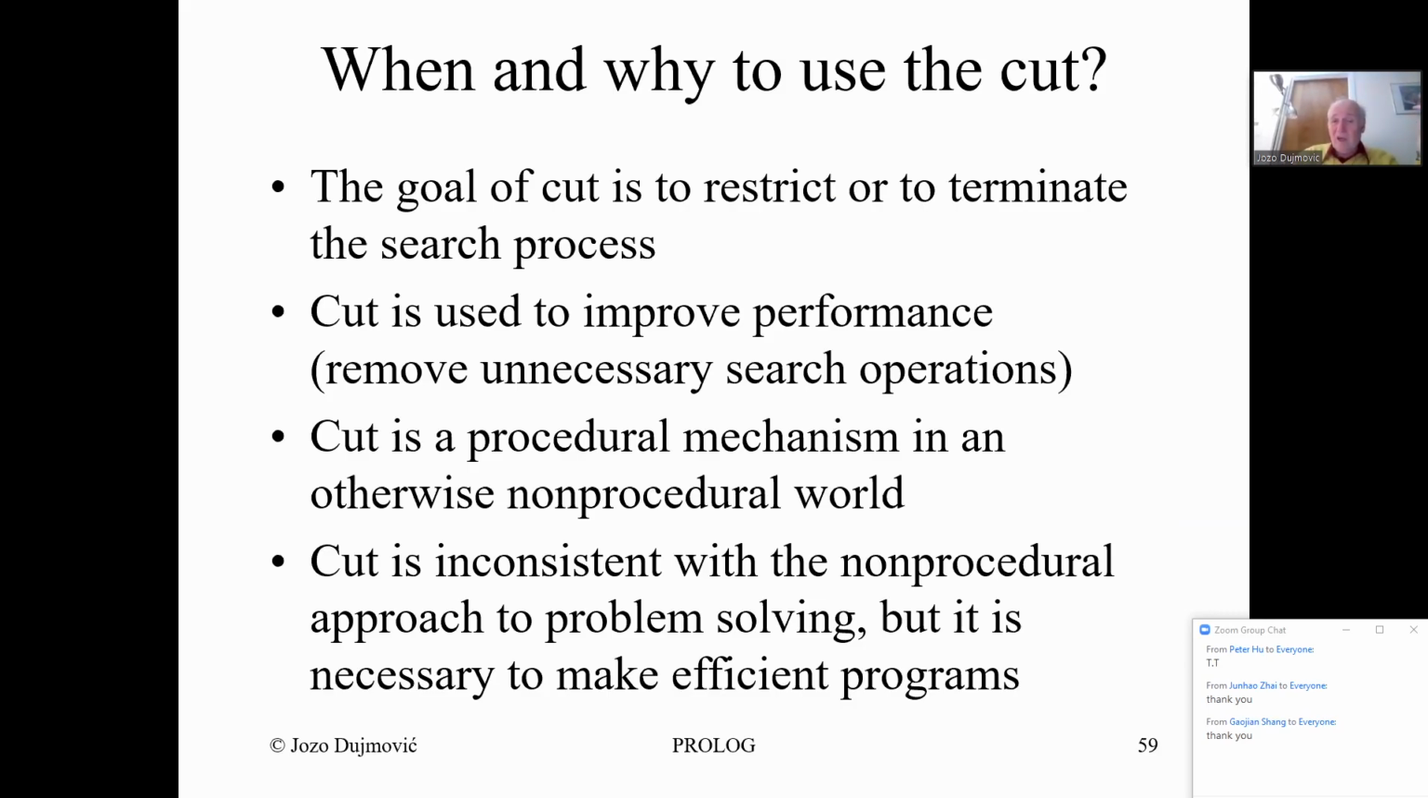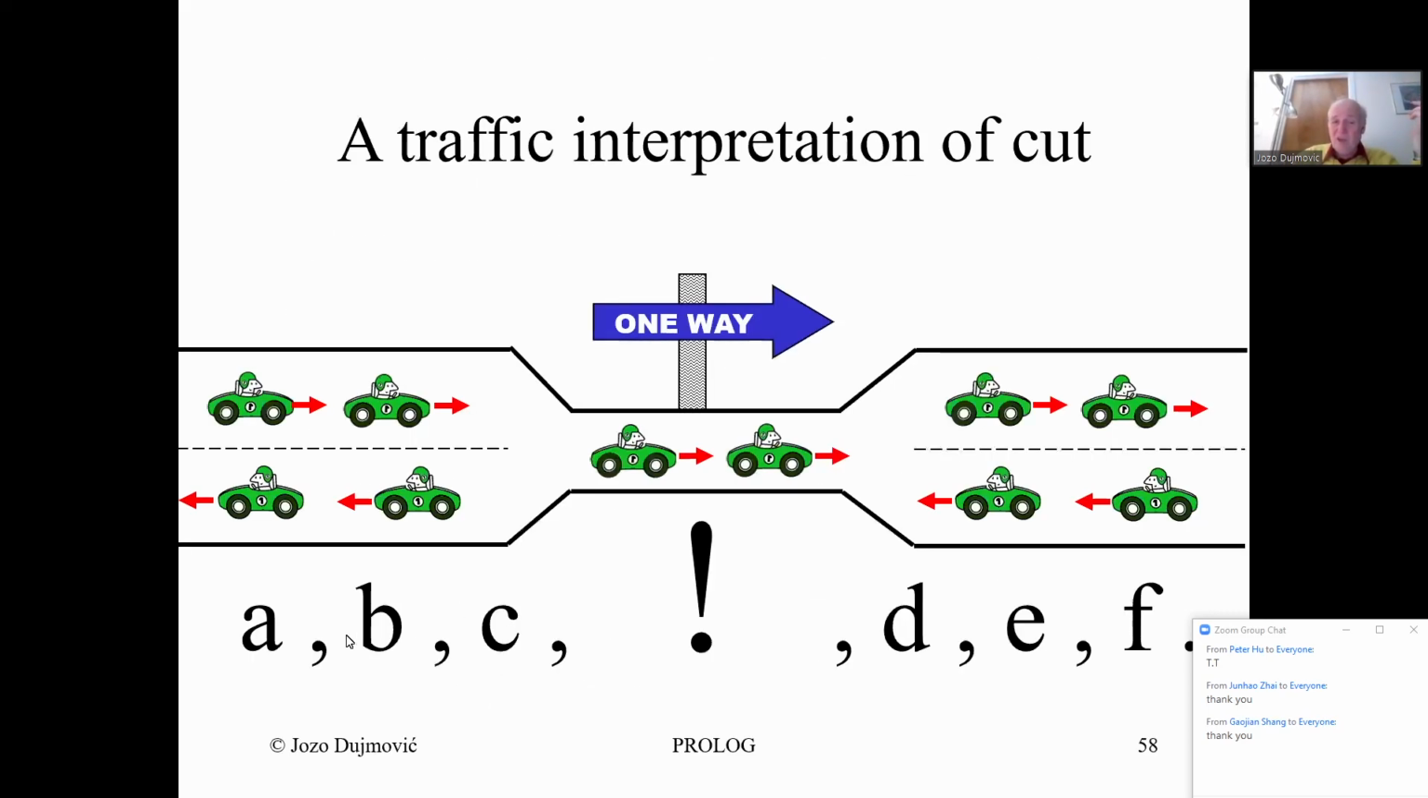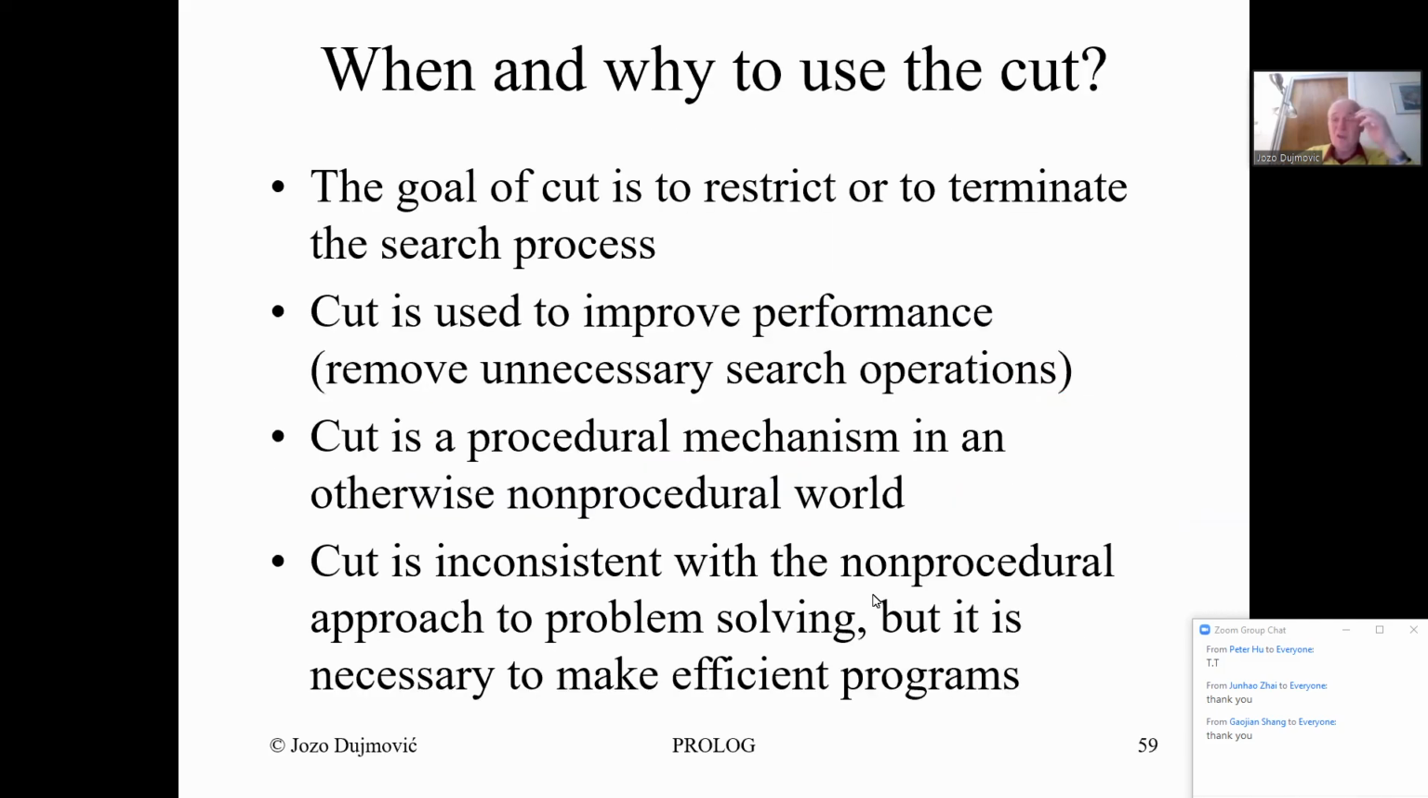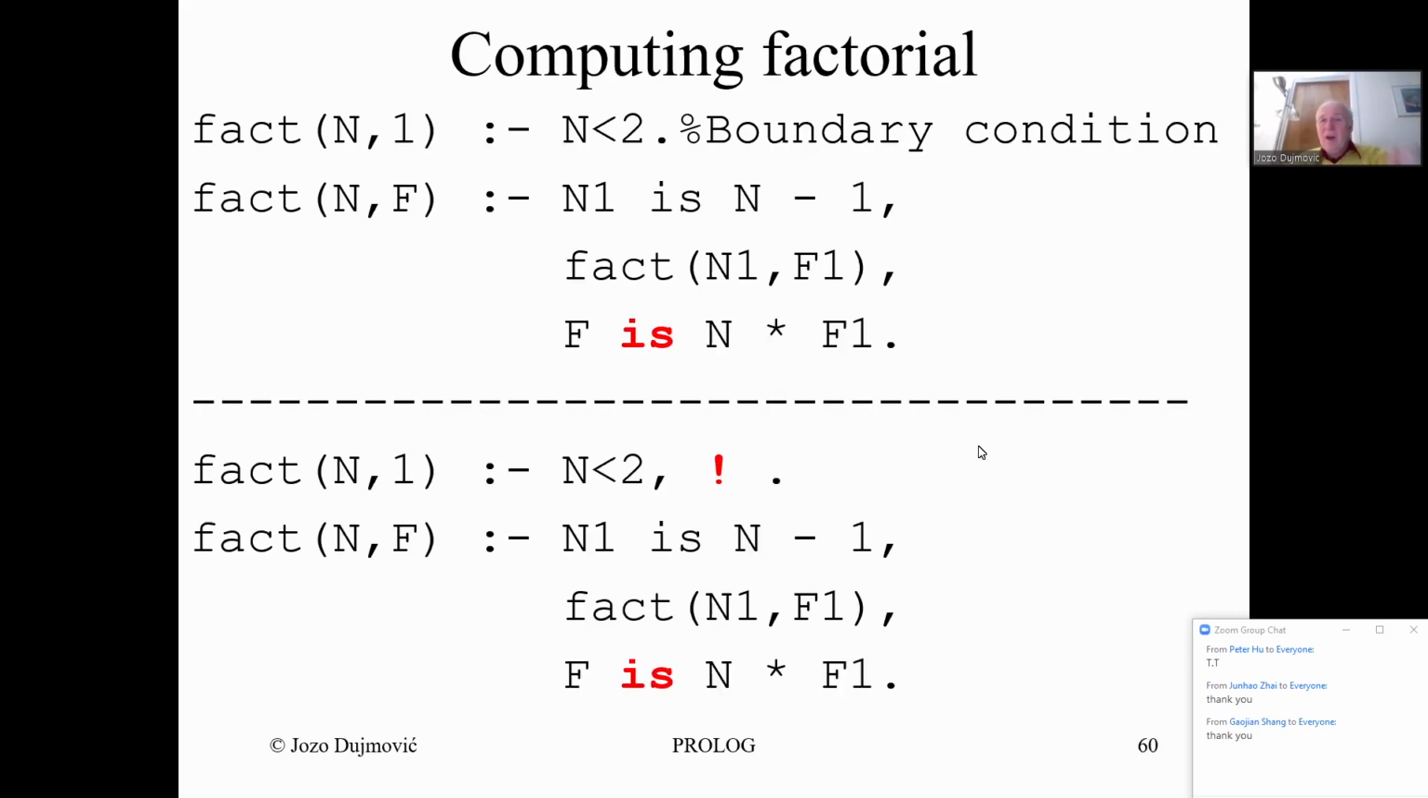On the other hand, if you look at A, B, C, these all are goals that are described. This is not the procedure. However, cut is a procedural element. It is a procedural element in a non-procedural world. And you are going to see it in many examples and use it. So it is not consistent with the non-procedural approach to problem solving, but if you want to make efficient programs, it is necessary. So let me show you an example that is going to clearly illustrate what's going on.